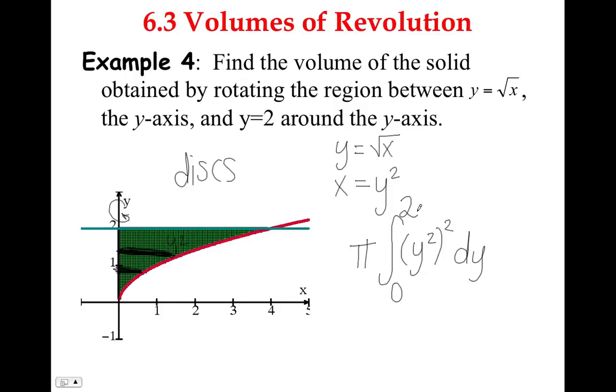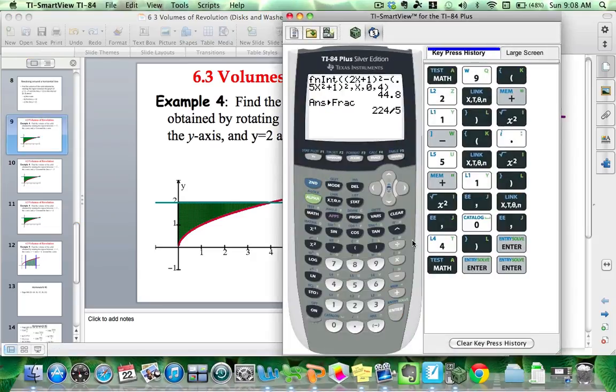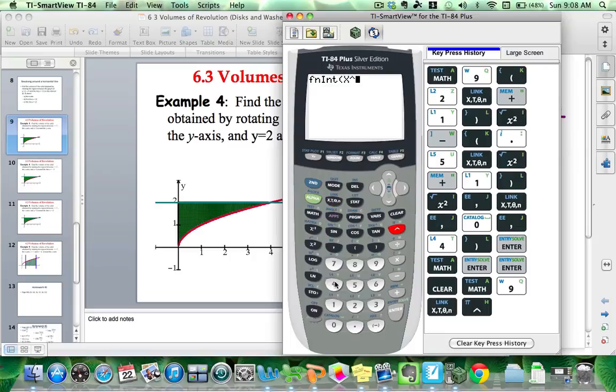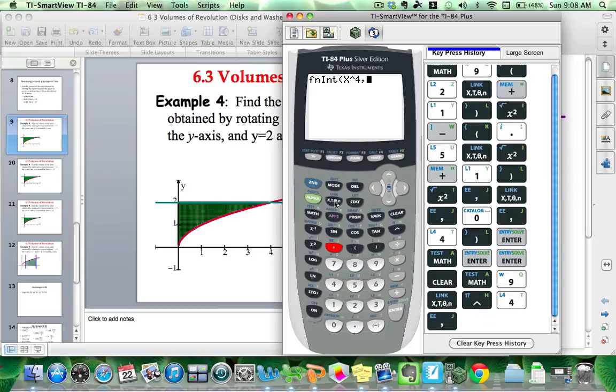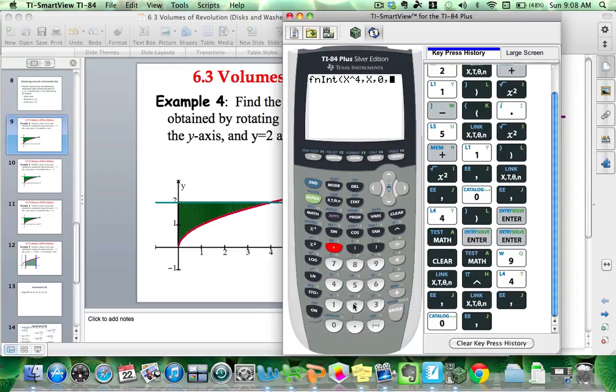So even though x is going from 0 to 4, we're integrating with respect to y, which means I go from 0 to 2. Now let's do this in your calculator really fast just because I want to prove a point. When you bring up your calculator, I know that we were integrating with respect to y, but your calculator doesn't care about that. A variable is a variable as far as it's concerned. So I'm going to go to Math 9. And what I'm integrating is y to the 4th, but that doesn't matter, just call it x to the 4th. And then we're integrating with respect to x as x goes from 0 to 2.